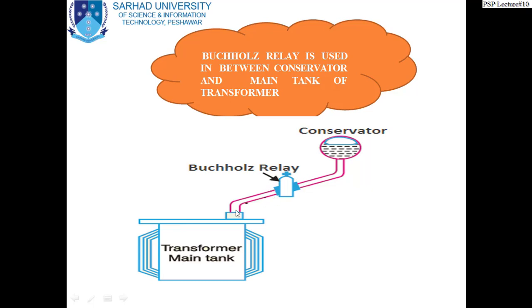So anything going from the tank up to the conservator passes through this Buchholz relay. So this is the placement of the Buchholz relay in the transformer installation. Main tank, pipe running. The slope of this is around 9 to 10 degrees, and in between this pipe we have a Buchholz relay, here, and it's going out, and then of course we have the conservator.